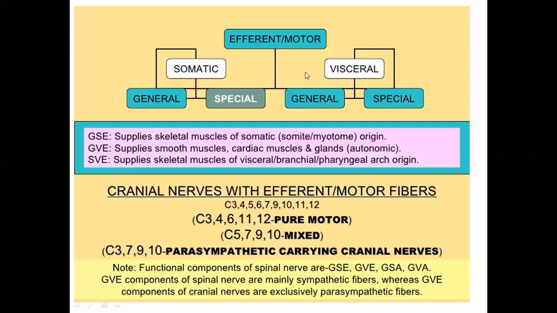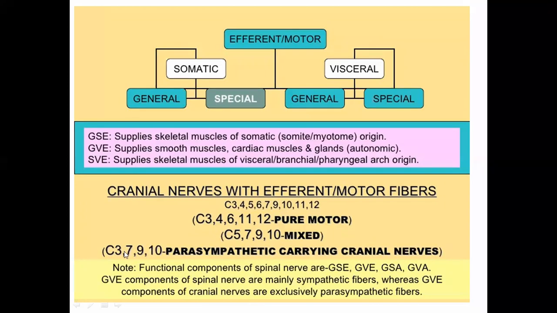Now, with this, we will see the cranial nerves with efferent or motor fibers. These are cranial nerves 3, 4, 5, 6, 7, 9, 10, 11, 12. They all have a motor component. But cranial nerves 3, 4, 6, 11, and 12 are pure motor. They don't have any sensory component. Whereas cranial nerves 5, 7, 9, 10 are mixed type. That means they have a sensory component as well as a motor component. So that you should know.